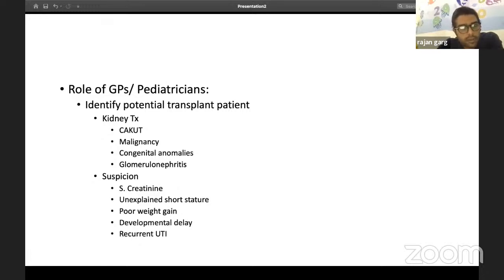Then there is a big category of glomerulonephritis, where the patients usually come diagnosed by nephrologists or the pediatricians, and then according to how much proteinuria they have, what the urine output is, and all these details. So any patient with raised serum creatinine, unexplained short stature, poor weight gain, developmental delay, or recurrent urinary tract infections, anybody can have a suspicion of the patient undergoing chronic kidney disease.